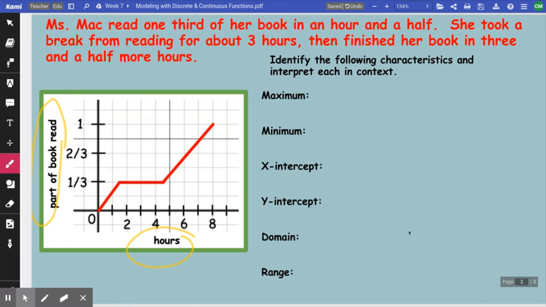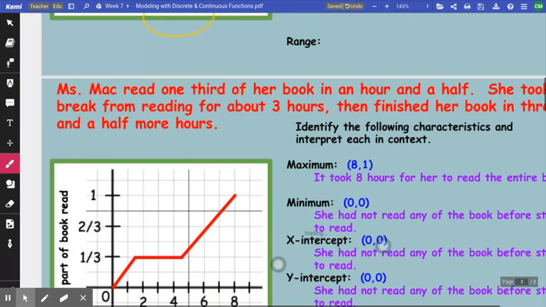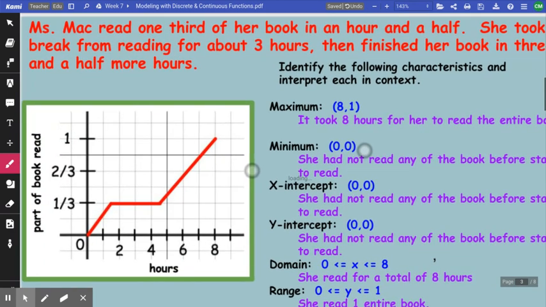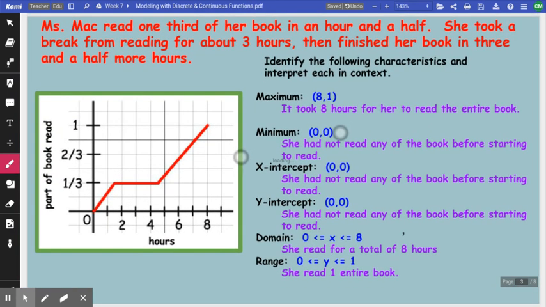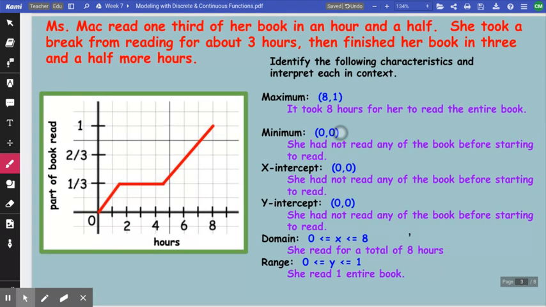You can see that our hours start at 0. It's when I started reading, goes up to 8, and part of my book read, notice it's in fractions, and this 1 here represents the entire book. So it says identify the following characteristics and interpret each in context. So you can see we have lots of different characteristics we've already talked about. On this next slide, I have these filled in, and I'll let you take a look at them in more detail by yourself, but I want to talk about a couple of them.